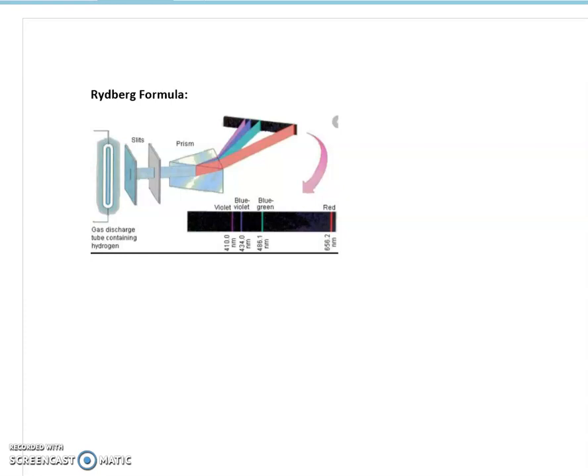Hello class. So we're going to continue with our module regarding the origins of quantum theory. Now we've already gone over blackbody radiation and the photoelectric effect. This topic we are going to focus on atomic spectra.